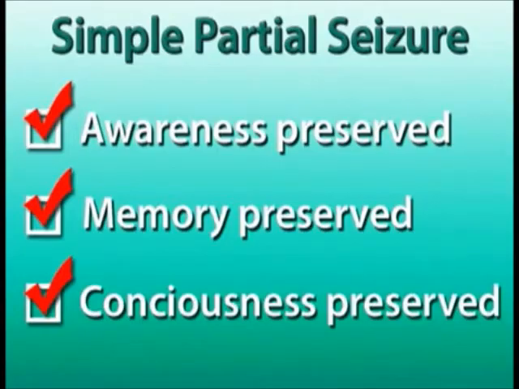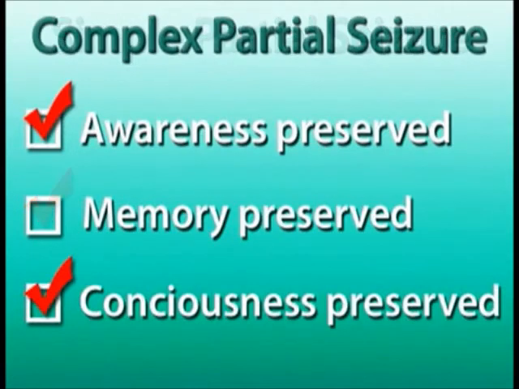In general, when awareness, memory, and consciousness are preserved during the seizure, then a seizure is called simple partial. However, if any are impaired, then the seizure is called complex partial. Someone experiencing a complex partial seizure lives in a moment-to-moment world.